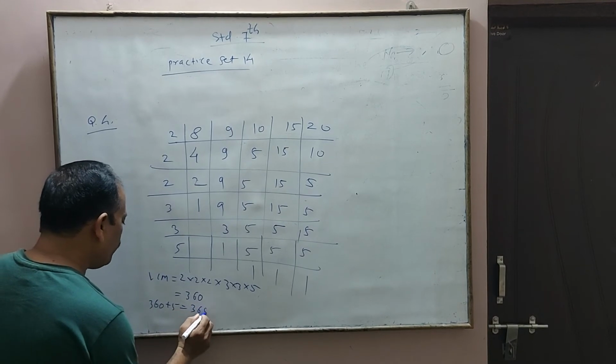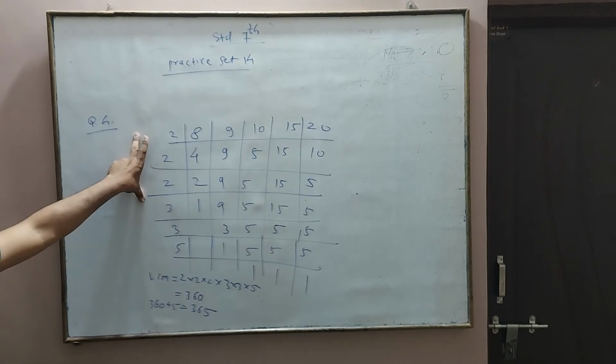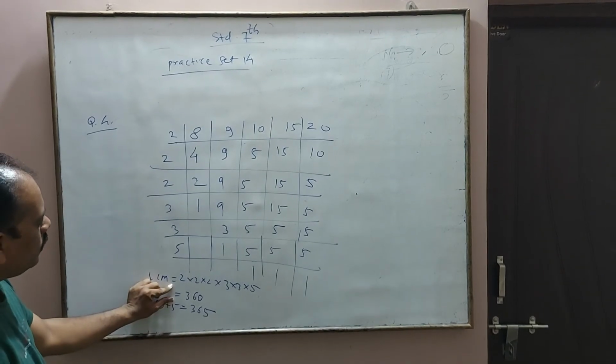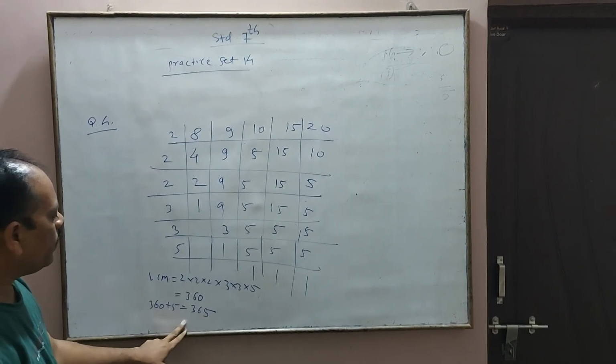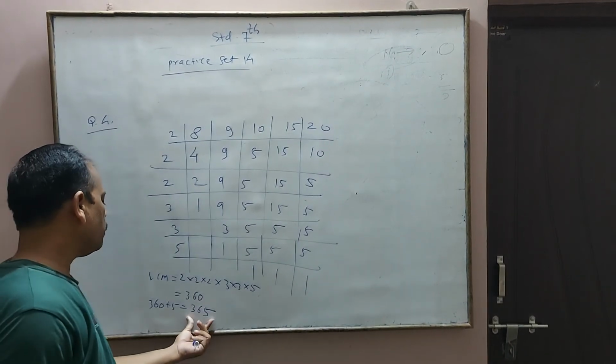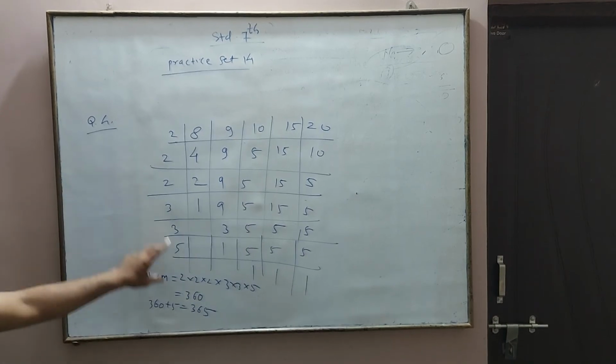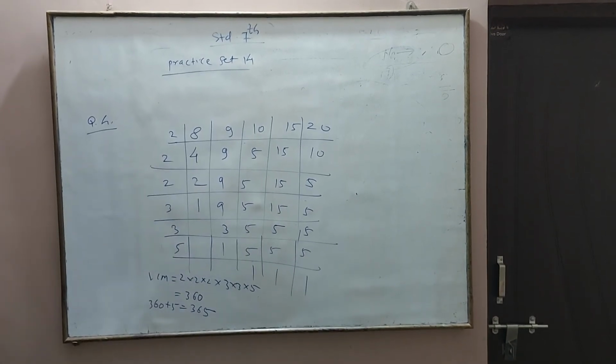So whenever we divide 365 by all these numbers, up to 360 it is divisible, but the remainder should be 5. So we add 5 to this number, and we get 365 as our answer. So every time, after dividing by these numbers, you will get 5 as remainder.